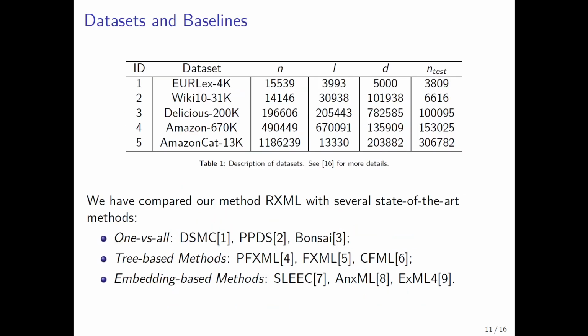Experiments were done on several publicly available multi-label datasets. We have compared our method RXML with several state-of-the-art methods from each category. We have not compared against the recent deep learning methods as they are computationally very expensive and require several GPUs, yet the train time is usually greater than 10 hours for larger datasets.